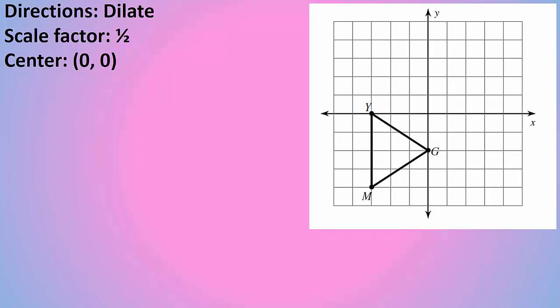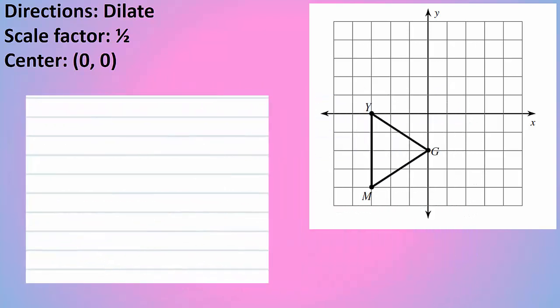We see that we have a scale factor of 1/2, so the first thing I'm going to do is write my rule. (x, y) transforms to (1/2 x, 1/2 y). Now that I've written my rule, I want to identify each of my ordered pairs.